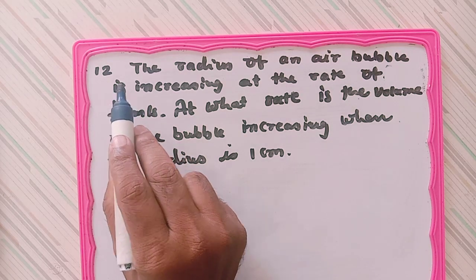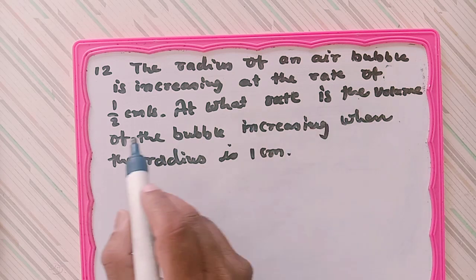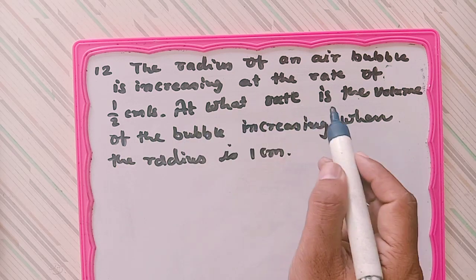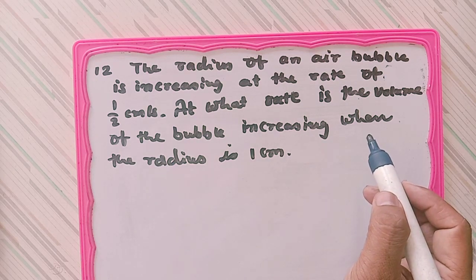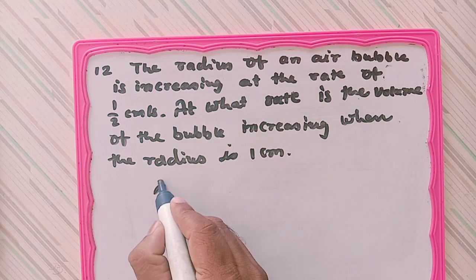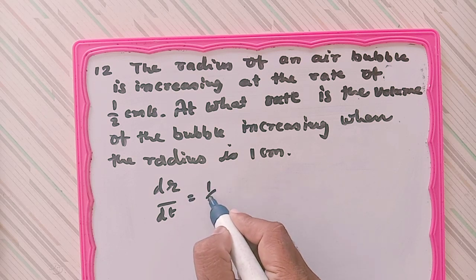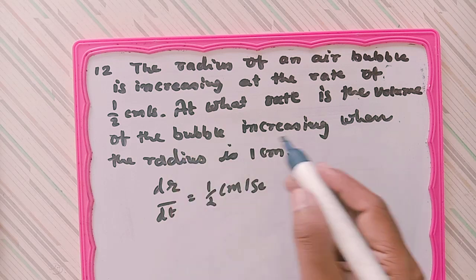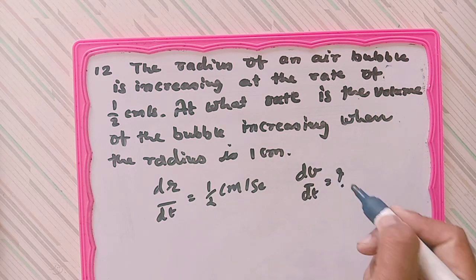Question 12, we have the radius of an air bubble is increasing at the rate of 1 by 2 cm per second. Then at what rate is the volume of the bubble increasing when the radius is 1 cm? So the radius increasing rate is given, means dr by dt is given, that is 1 by 2 cm per second. And the volume increasing rate we have to find out, means dv by dt we have to calculate.